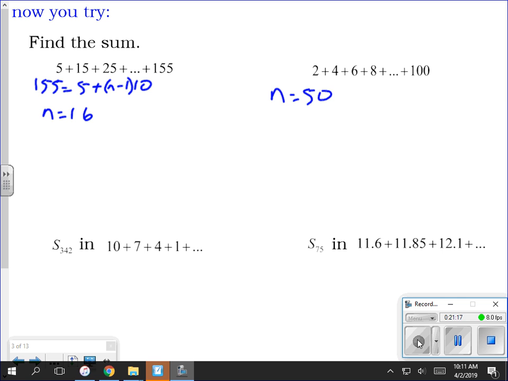Okay, so let's do this. So the first one, you set it up to solve for n.